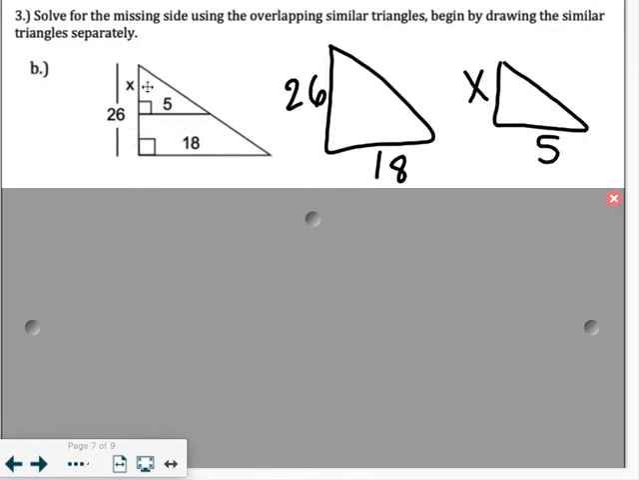The next one: the little triangle has side lengths of x and 5. The big triangle here has a side length of 26 and 18. So this line that's drawn around this 26 is indicating that that's that whole side. So we're not going to write 26 plus x on this one. 26 is this actual whole length. So we want to get used to being able to see the large triangle in the picture and then the little one.